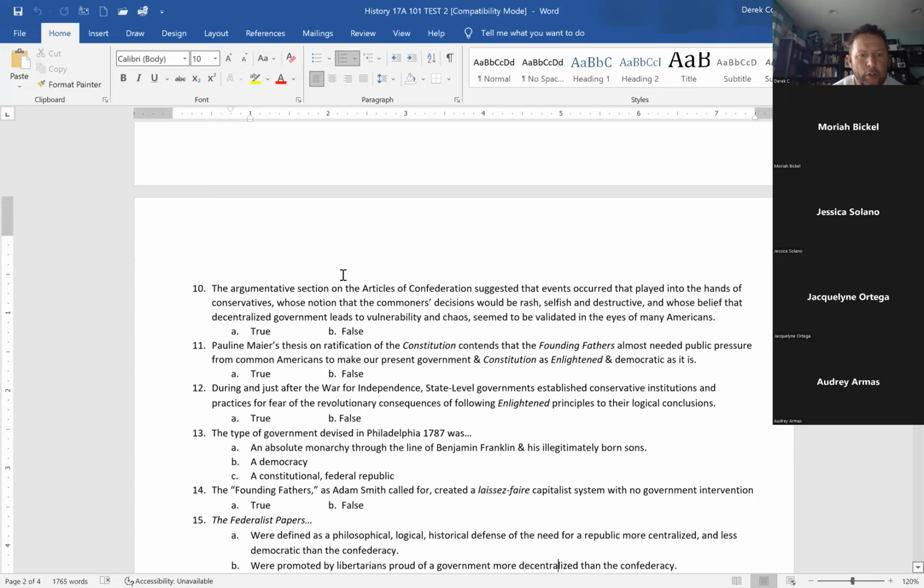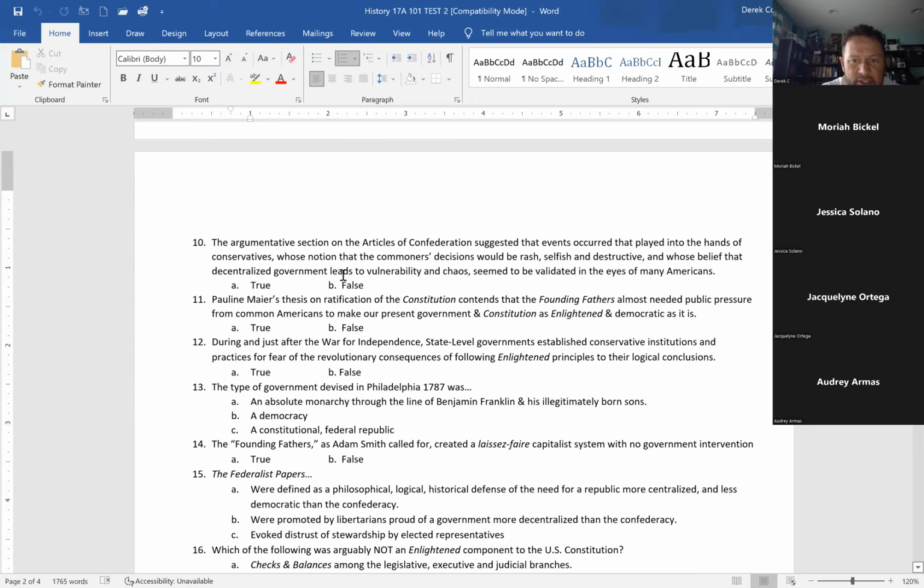So then 10 and 11, the argumentative section on the Articles of Confederation, suggested that events occurred that played into the hands of conservatives, whose notion that the commoners' decision would be rash, selfish, and destructive, and whose belief that decentralized government leads to vulnerability and chaos seemed to be validated in the eyes of many Americans. Yes. I have too many truths on this test.